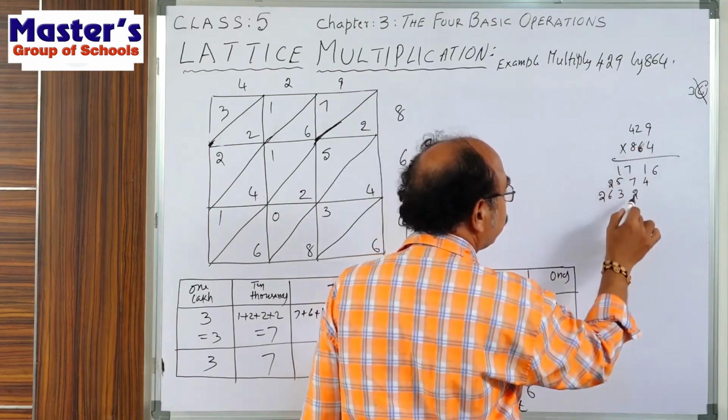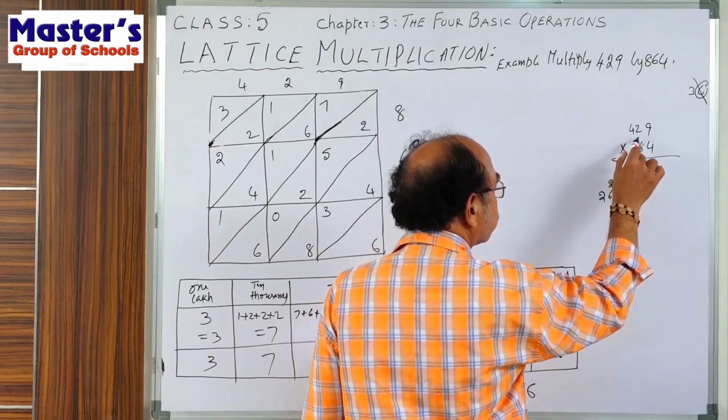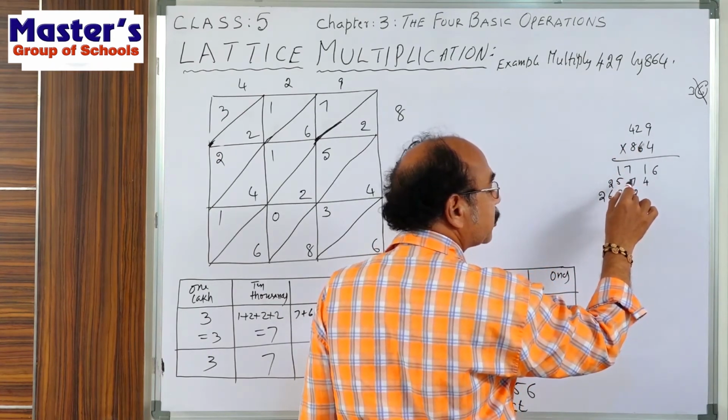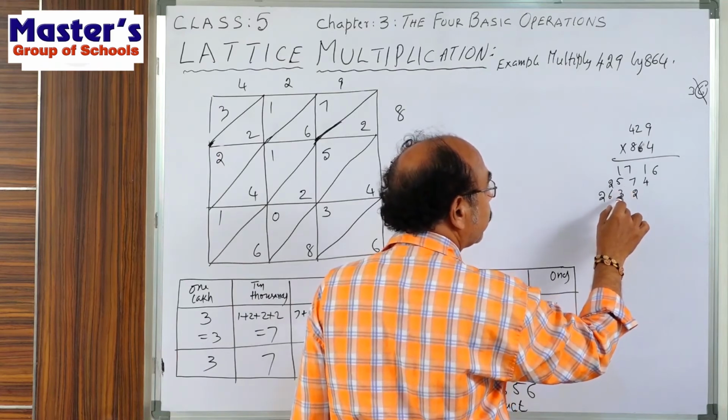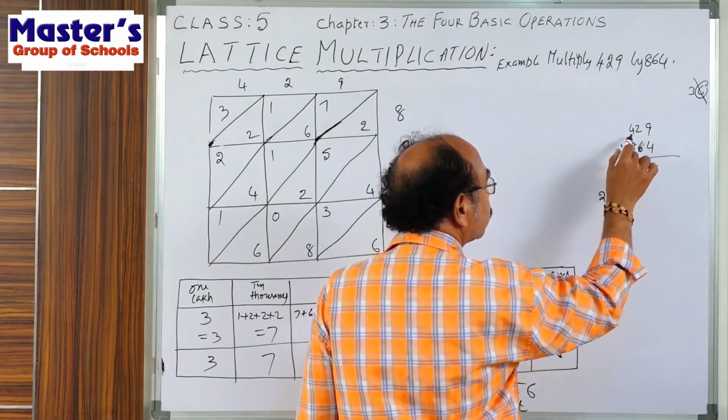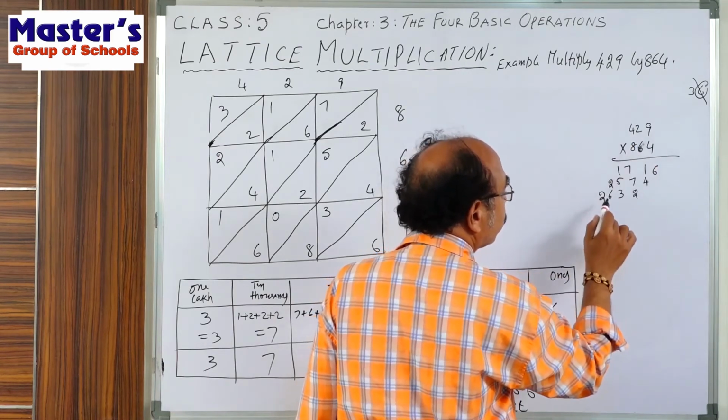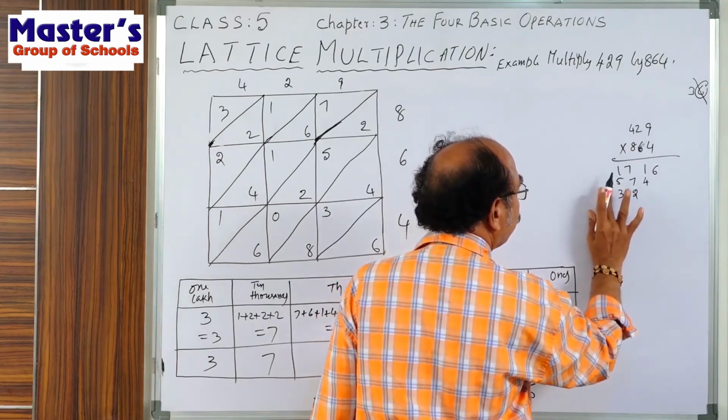Okay, 8 9s are 72. 2 7 is there. 8 2s are 16 plus 7. How much? 23. 3 2 is there. 8 4s are 32 plus 2, 34. Here 34.